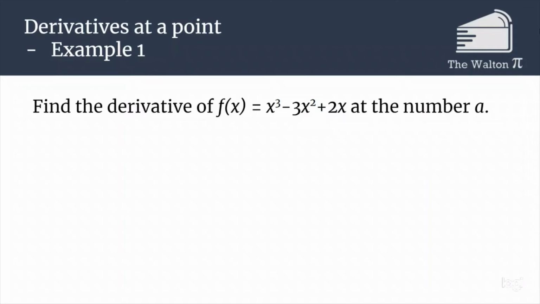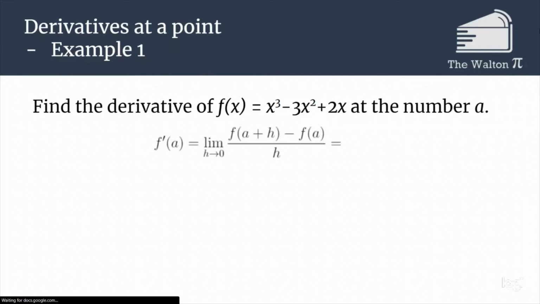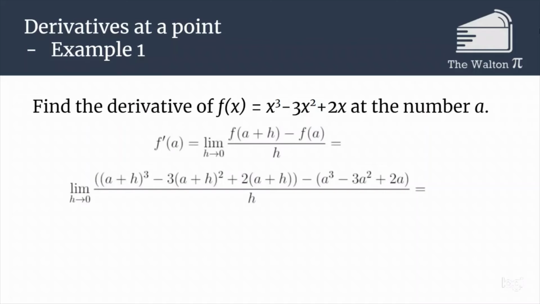So let's find the derivative of f of x equals x cubed minus 3x squared plus 2x at the number a. Let's use the first definition. So f prime of a is equal to the limit as h goes to 0 of f of a plus h minus f of a all over h. We are now going to plug in a plus h into f of x as well as a into f of x, and we'll just expand it all out. That gives us this massive thing: a plus h all cubed minus 3 times a plus h squared plus 2 times a plus h, minus a cubed minus 3a squared plus 2a, all over h.